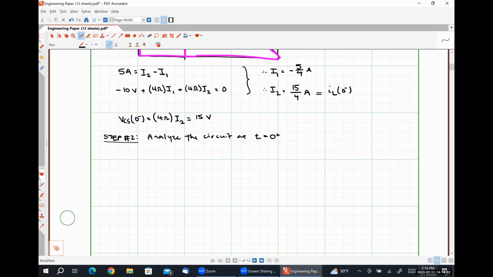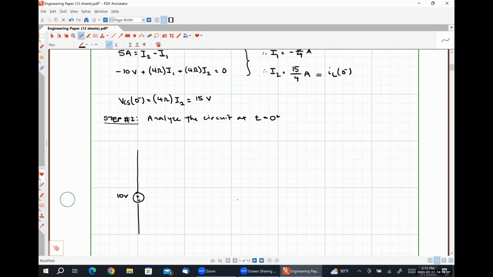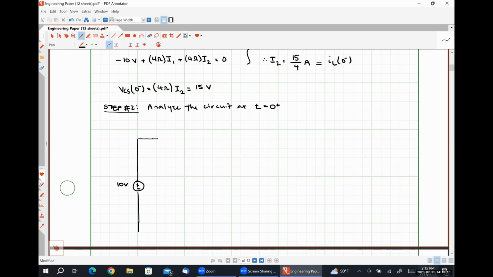So at t is equal to 0 plus, my switch is now closed. So let's start by drawing that portion of the circuit. Here we have our 10-volt source, our top left 4 ohm resistor, our central 4 ohm resistor. We're going to have a short circuit across the top here. Here's our 6 ohm resistor.